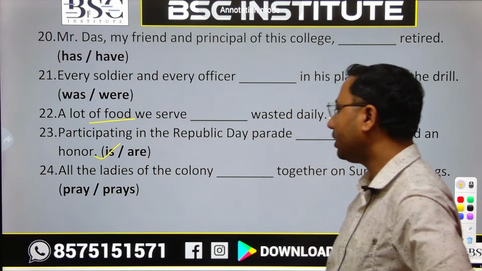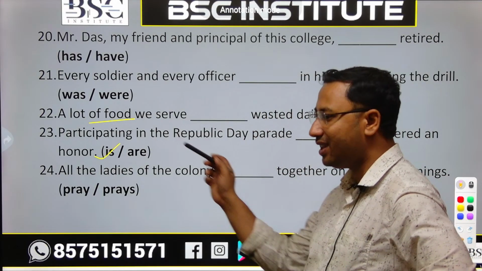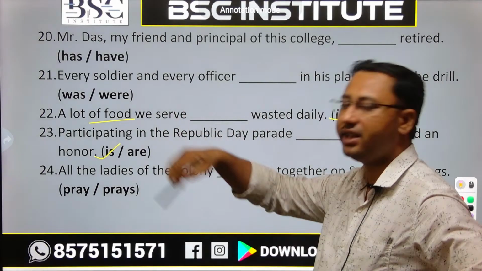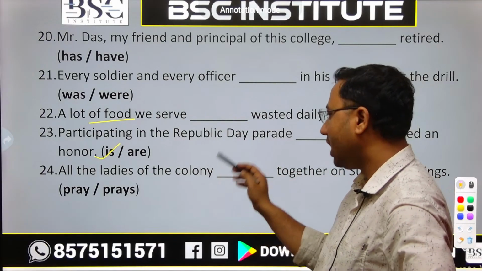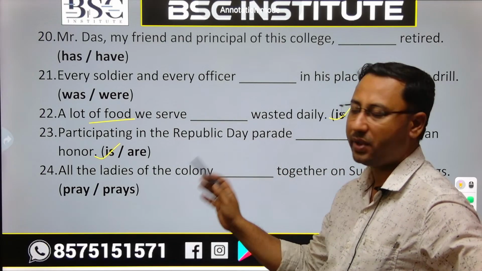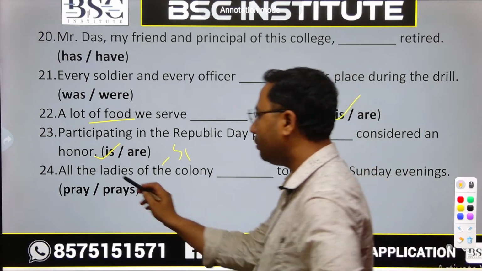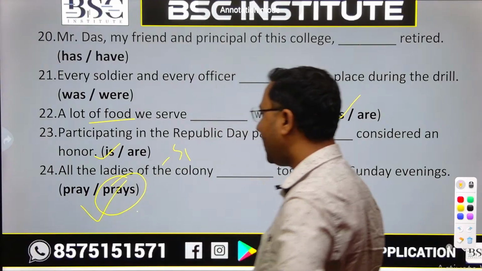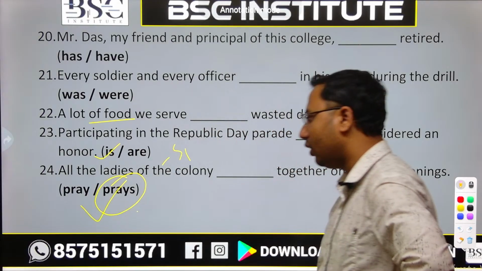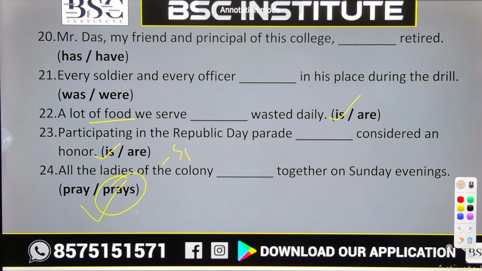All the ladies of the colony, so they are telling us they are all together, not separately. All the ladies in the colony, so they are all together, so it becomes a single unit, as one, and after as one the main verb should take s or es, that is praise. Okay, it is praise. All the ladies of the colony praise together on Sunday evenings.